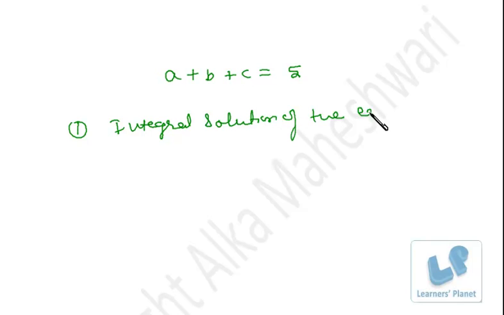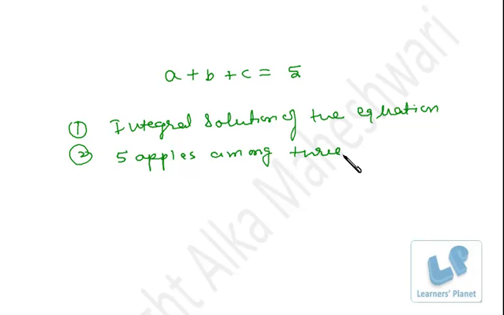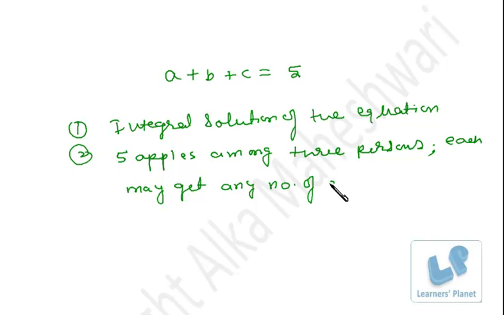of the equation, or second is, suppose I am distributing 5 apples among 3 persons such that each may get any number of apples, right? So more questions can be framed, but the concept will remain the same, right?